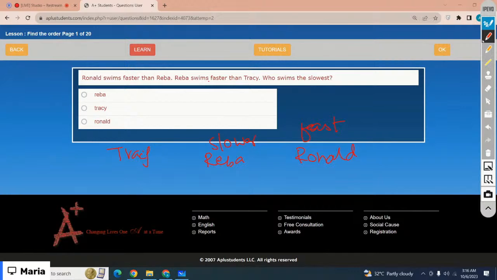The correct option is Trekkie. He is the one who is the slowest. You can see here, Ronald is the fastest one and Trekkie is the slowest one. The correct option is Trekkie.